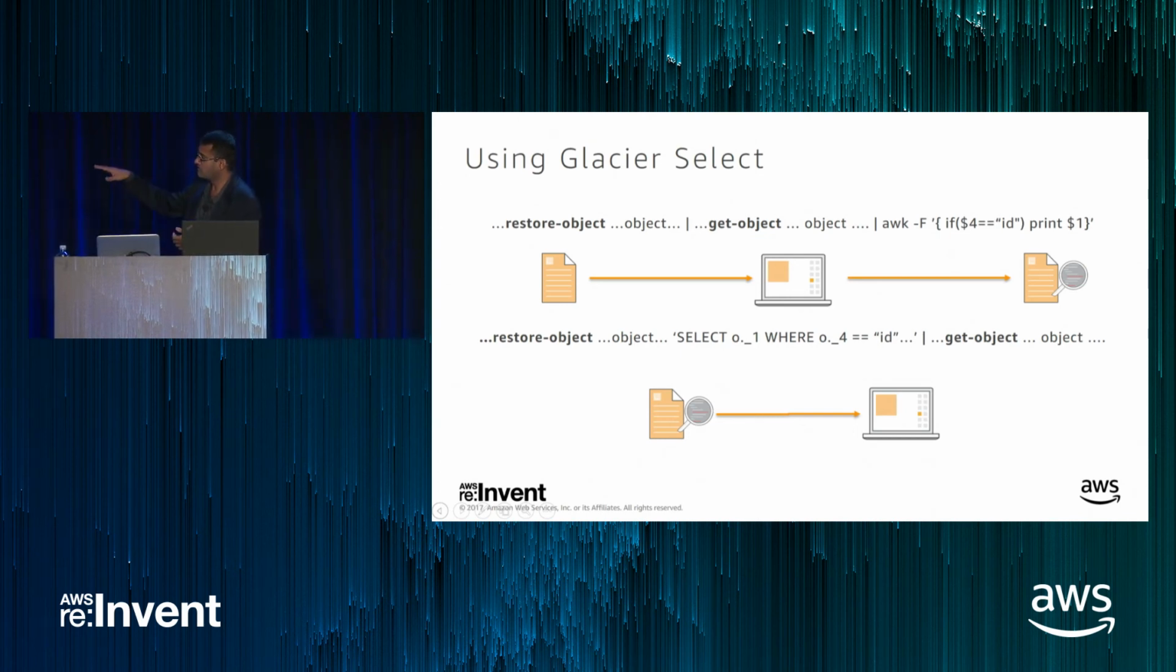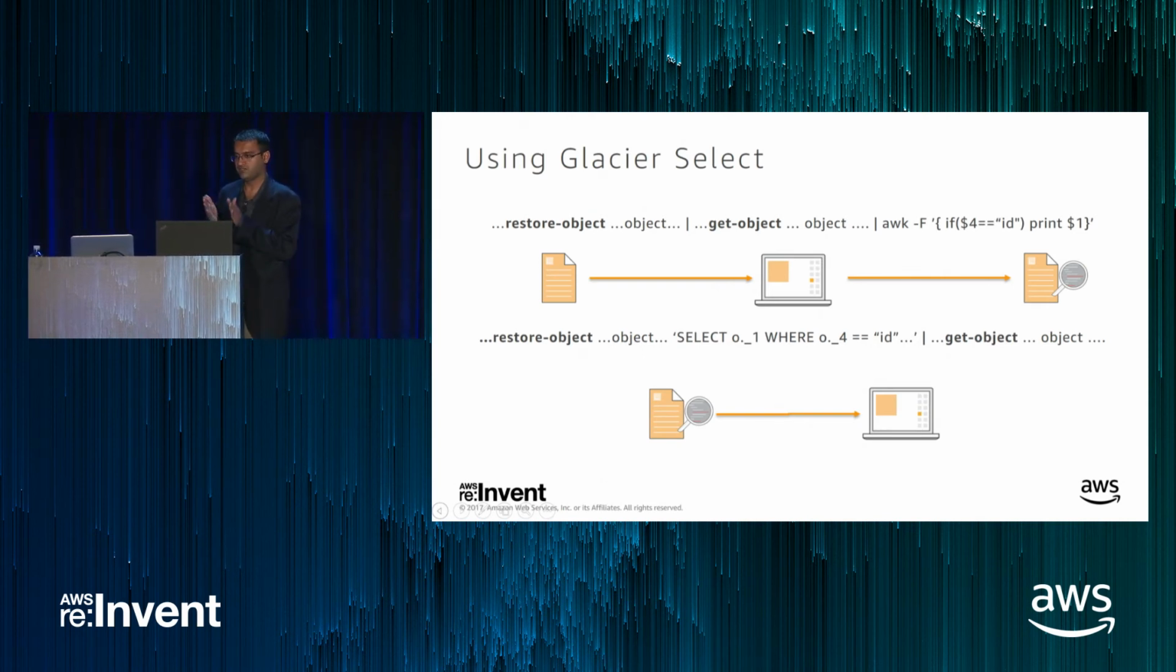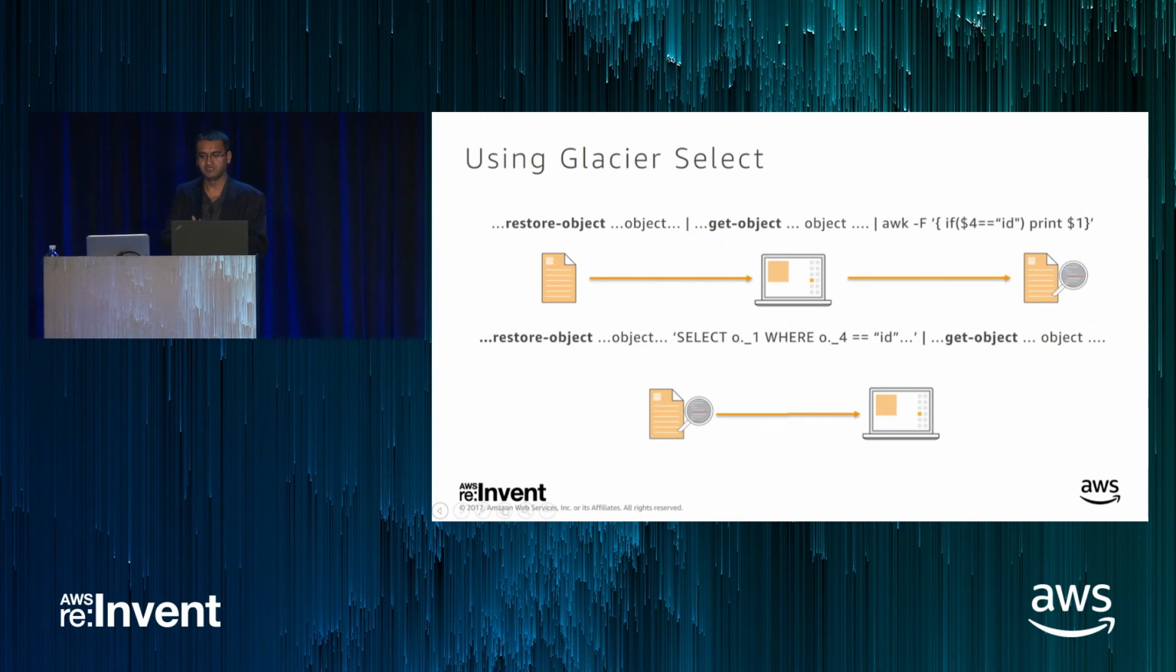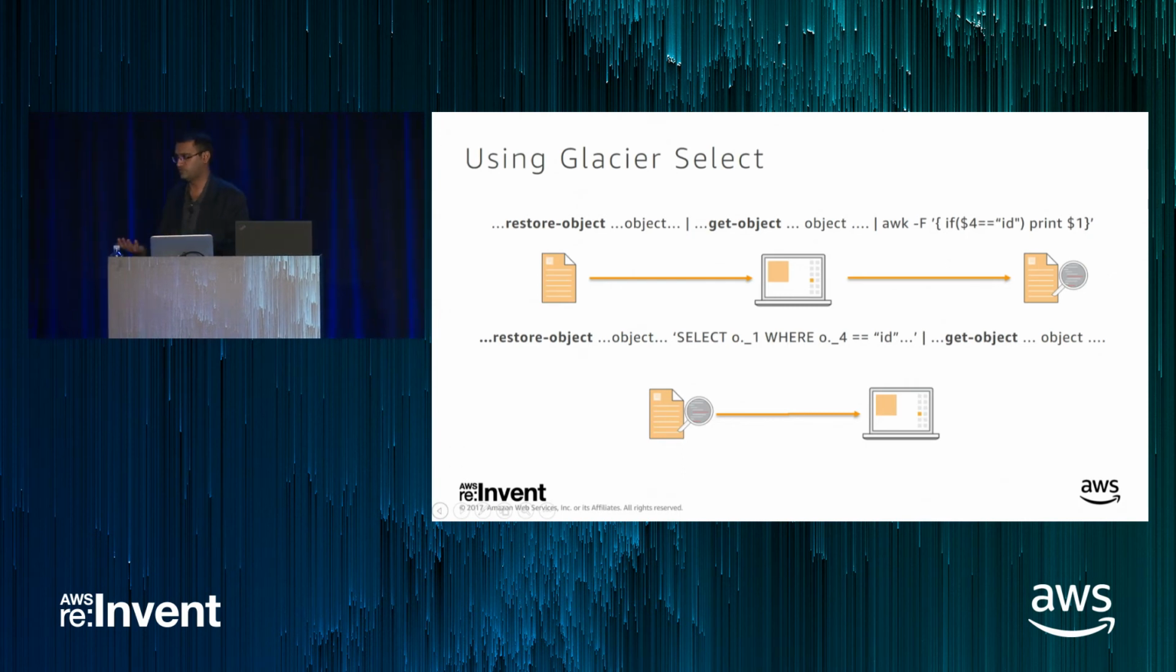Now that we have Glacier Select, you can just call the restore object API and pass in the optional SQL query, which will filter the data, and it will reduce the amount of data that comes back. It's written to S3, and then you can just call get object and get your result. So it's a much simpler workflow, and it's much cheaper.